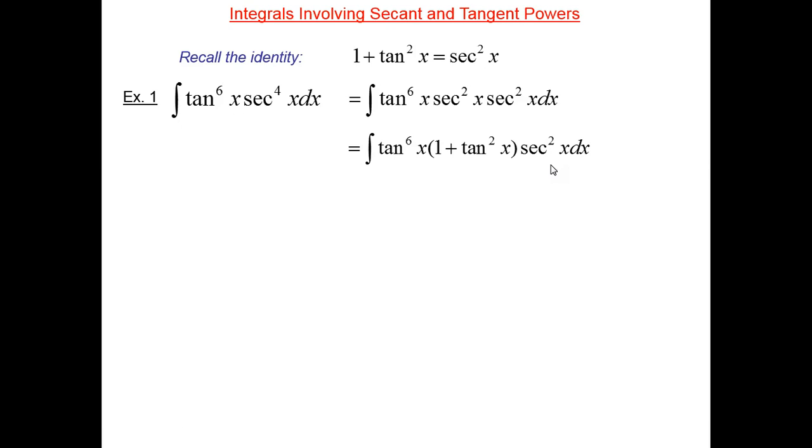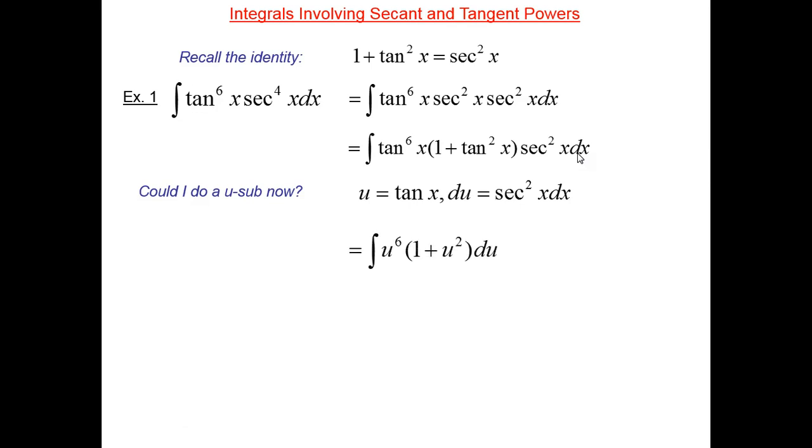Can you think of why we would need to save that secant squared x and why that would be useful to us at this point? Is there a u substitution we could make? If we let u equal tan x, the derivative is secant squared x, and that's what that secant squared x factor was for. Let's go ahead and make those replacements.